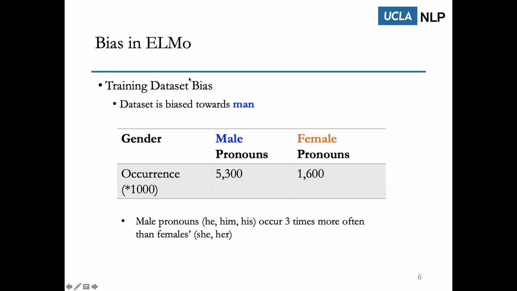Next, I will start talking about the bias in ELMo. We know that under most cases, the dataset we collected is imbalanced, and the same situation exists for ELMo. In general, the corpus is biased towards men. We see that male pronouns occur more frequently than female pronouns.